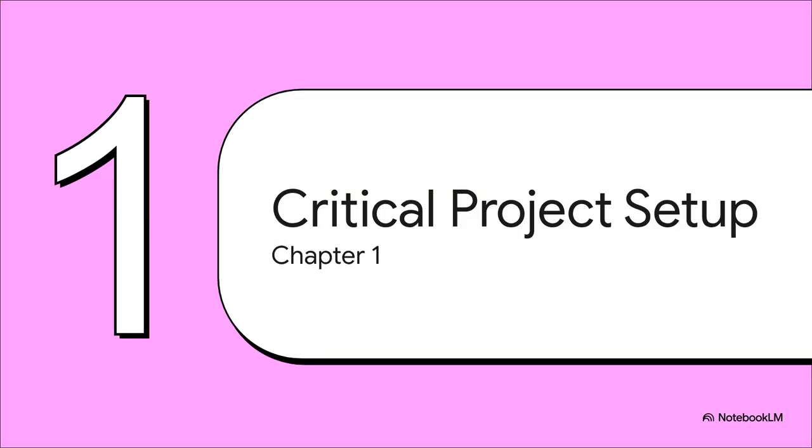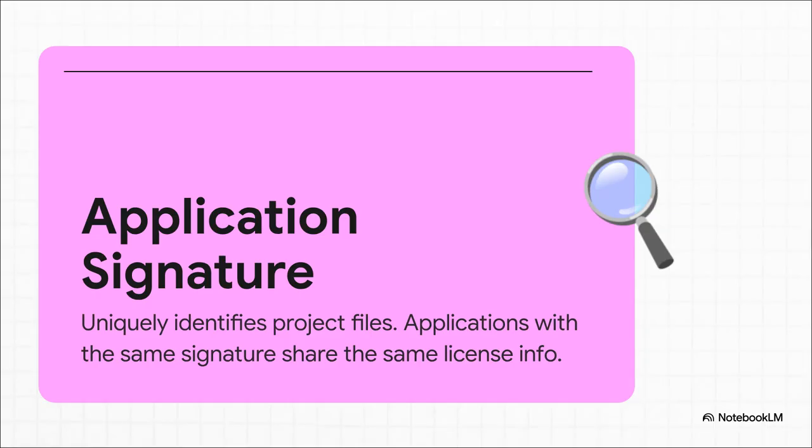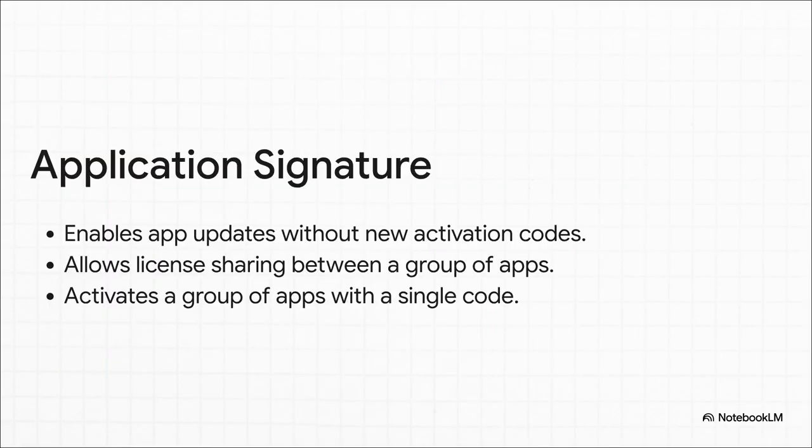Okay, so first things first. Let's get the foundation of your project built correctly. These are the settings you absolutely, positively have to get right from the moment you start a new project. So let's kick things off with what is, and I'm not kidding here, probably the most important setting in your entire project, the application signature. The best way to think about this is like it's the unique DNA for your application's entire protection and licensing scheme. It's kind of amazing what this one little setting does for you.